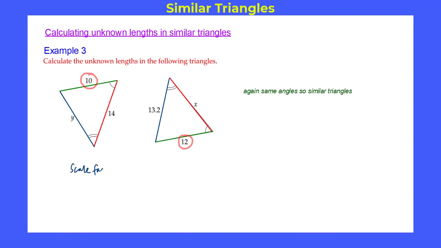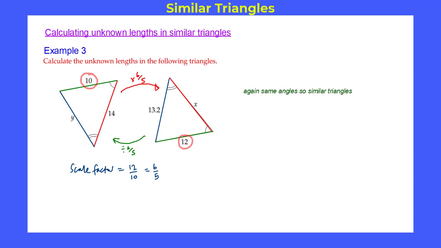It's going to be 12 divided by 10. We could use 1.2, but actually sometimes it's easier to use a fraction. So let's just simplify that and let's use 6/5. That tells me to go from the small triangle to the big triangle, I multiply by 6/5. And to go from the big triangle to the small one, I divide by 6/5.